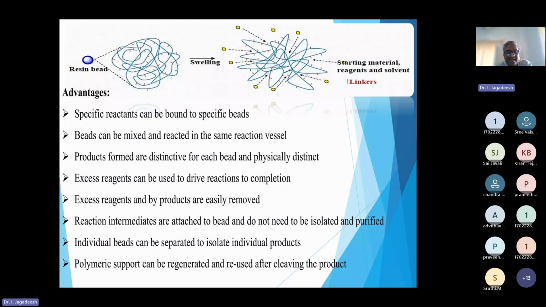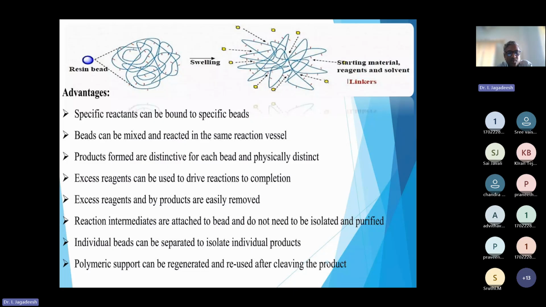Reaction intermediates are attached to the bead and do not need to be isolated and purified. We are isolating only the product. Accordingly, we are going to use washing solvents. Individual beads can be separated to isolate the individual products, and again we are going to use a specific wash solvent to get the separate products.